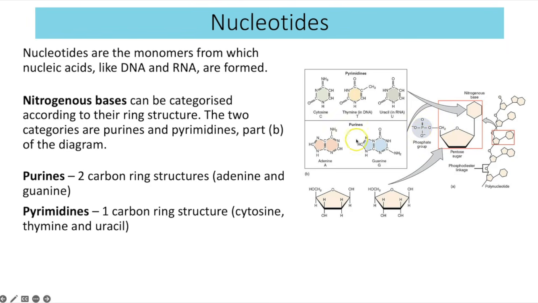Now with these nitrogenous bases, you can categorise them according to their structure. Adenine and guanine are classified as purines, and that means that the nitrogenous base is made up of 2 rings, which we can see one ring here and a second here, and that's the case for both adenine and guanine. Then we have cytosine, thymine if it's DNA, uracil if it's RNA. Those 3 nitrogenous bases are pyrimidines, which means that they only have 1 ring structure.